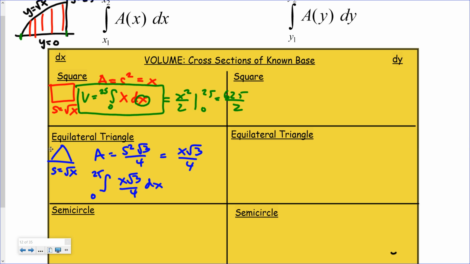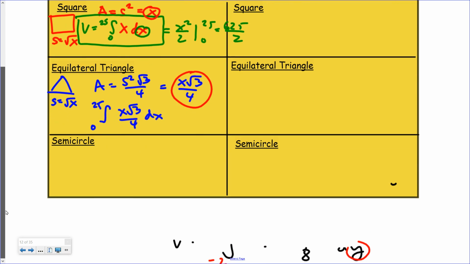All I really did, if this makes any sense, is as soon as I found what the area is, I plugged it into this formula. See, that was A dx here, right? As soon as I figured out what this area is, x square root of 3 over 4, I plugged it right into this formula. Does that make sense? That's really what I did. Okay, let's do it for a semicircle.